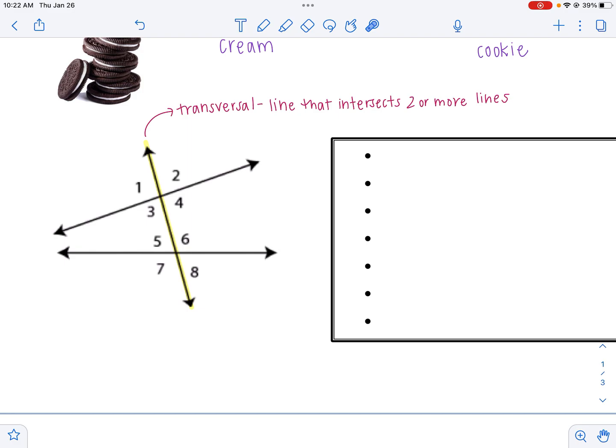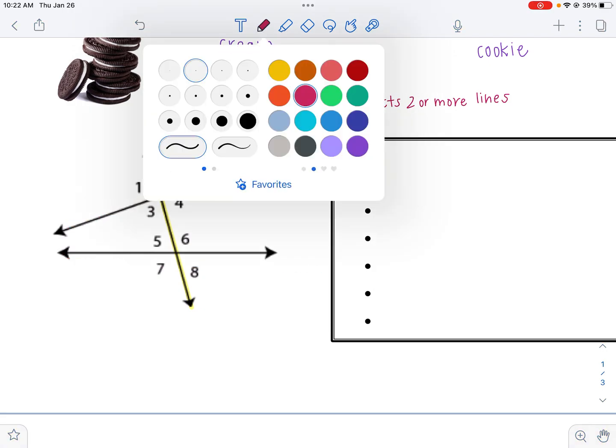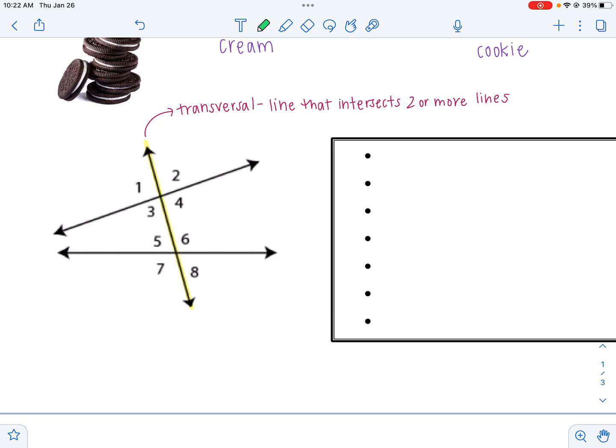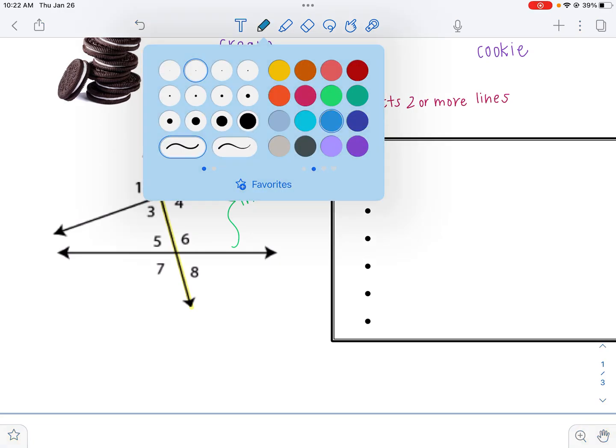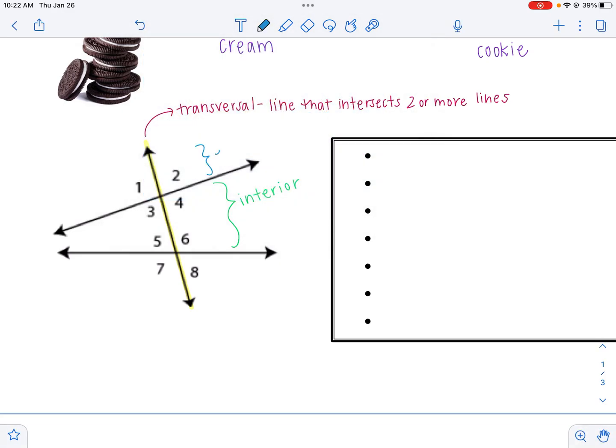So if I were going to ask you which of these angles are on the interior, if you think of this like your sandwich bread, well, your interior would be 3, 4, 5, and 6. Those are our interior angles. And then 1, 2, and 7, 8 would be on our exterior.